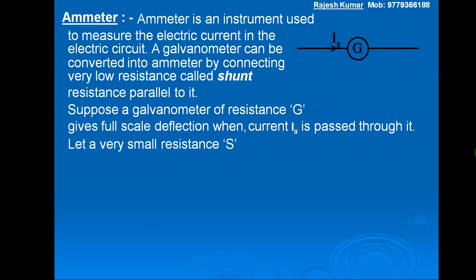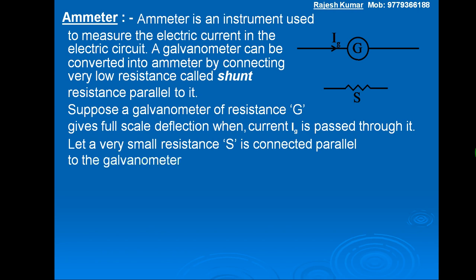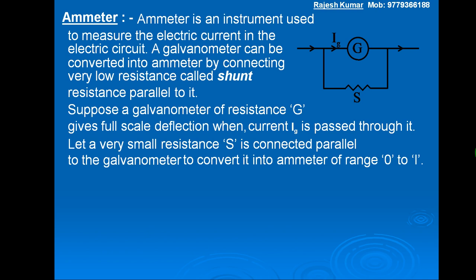Let a very small resistance capital S be connected parallel to the galvanometer to convert it into ammeter of range 0 to capital I. This means now capital I current can pass through this combination, which is very much greater than Ig.